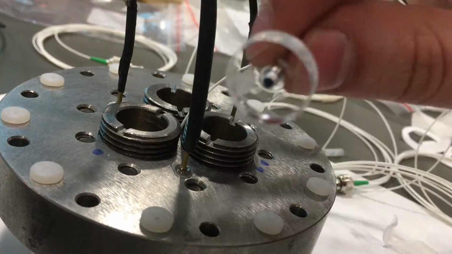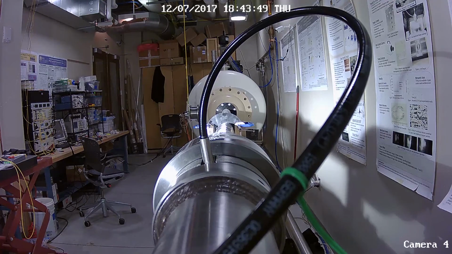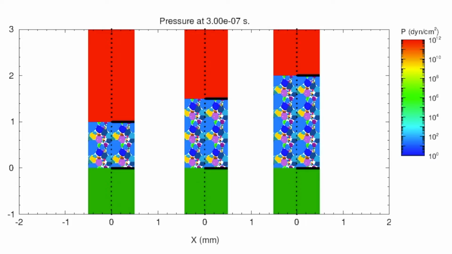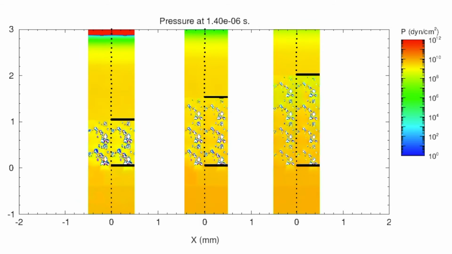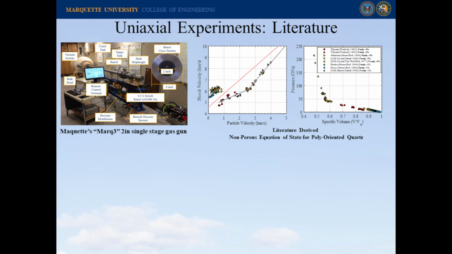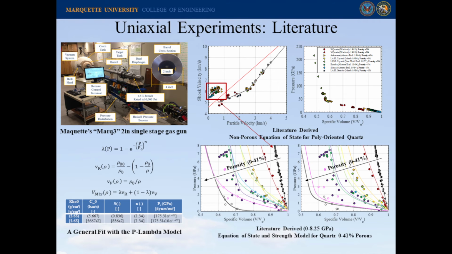Having characterized Copper Mountain Sandstone, it was necessary to determine the effects of minimizing sandstone thickness in the derivation of sandstone properties. Later strength measurements in Marquette's single-stage dual-diaphragm gas gun required as thin a sample as possible. Before characterizing Copper Mountain Sandstone, the equation of state properties of porous quartz were examined, and a P-lambda model equation of state was generated based on porosity and the properties of alpha quartz from 0 to 8 GPa.